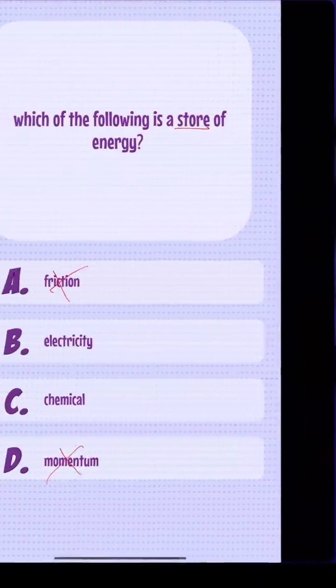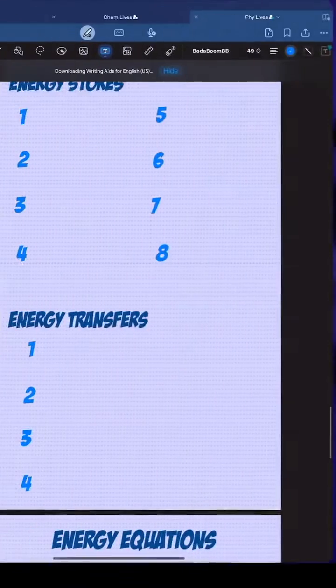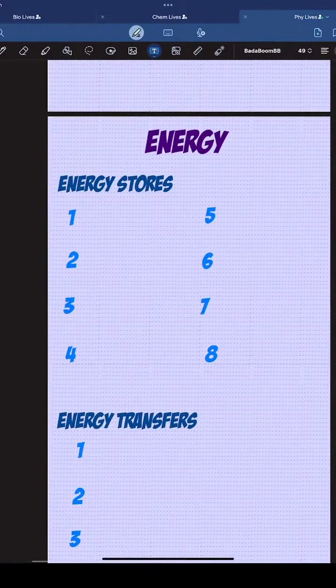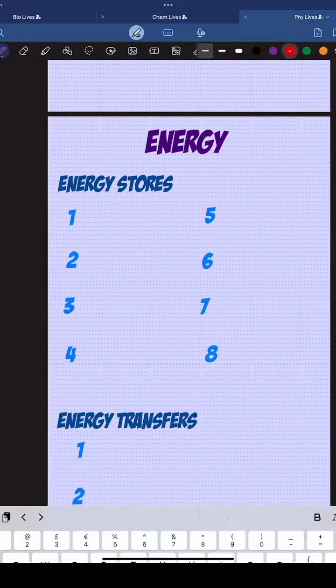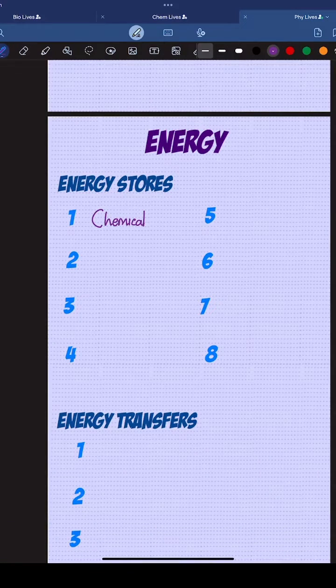Most people are saying C. C is correct. C is one of them. Can you guys tell me any of the other ones? So we'll write this down. We got chemical, other ones. Kinetic, yes. So that's anything that moves has kinetic energy. Gravitational potential, nice. Elastic, thermal, very good.